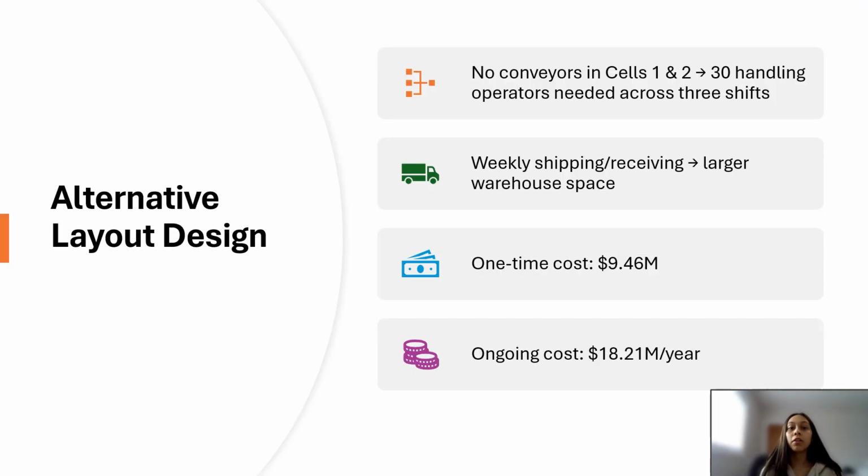Moving on to our alternative layout design, it doesn't use conveyors and relies only on manual handling, requiring 30 additional handling operators across shifts. It also changes shipping from daily to weekly, requiring a much larger warehouse to accommodate the inventory. As a result, these changes lead to increased one-time and ongoing costs, making this layout less cost-effective than our other option.